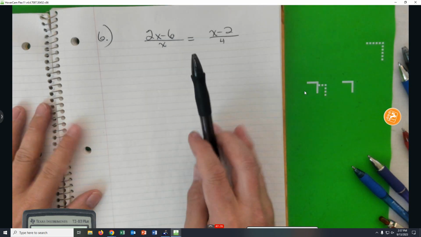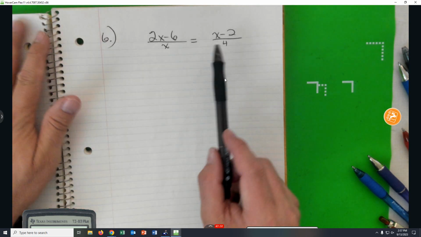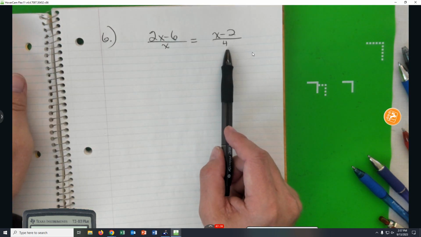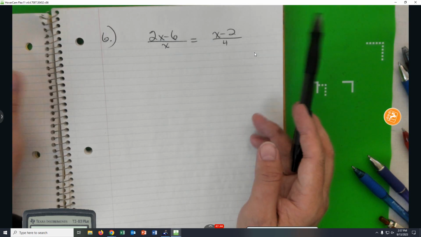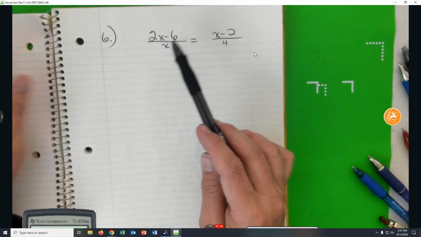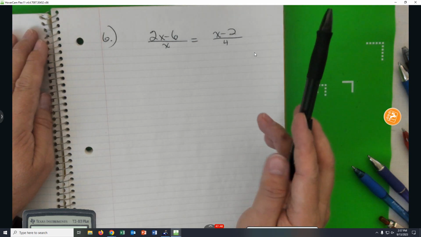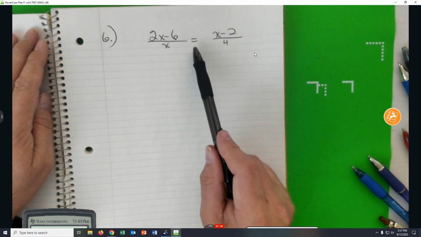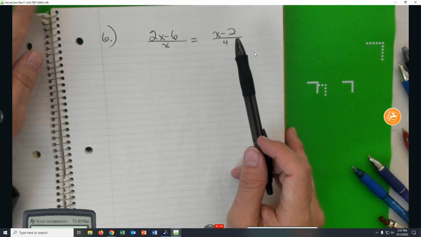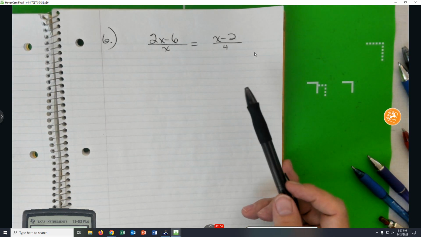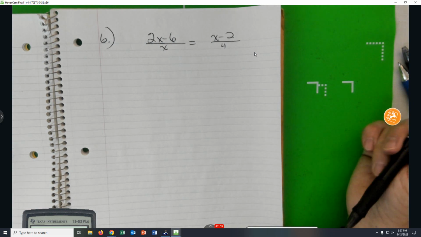Can the first denominator be factored? No. Can the second denominator? No. So by our little least common denominator method, we would say the product is 4x. But I'm not going to do that. We have a fraction equals a fraction. That's called a proportion. Back in previous math classes, you would have solved proportions using this little method.